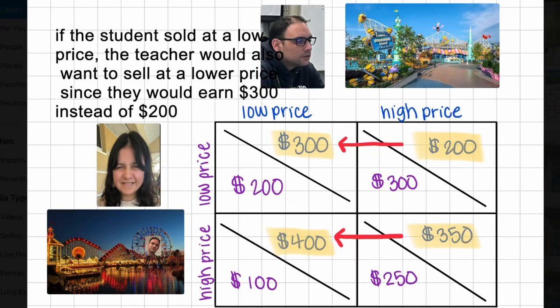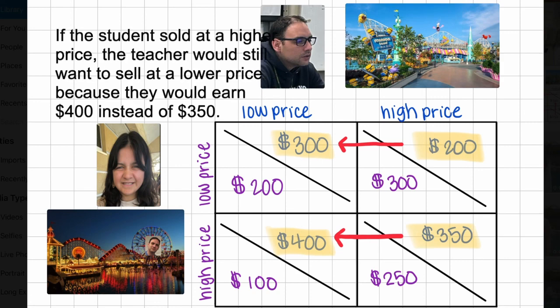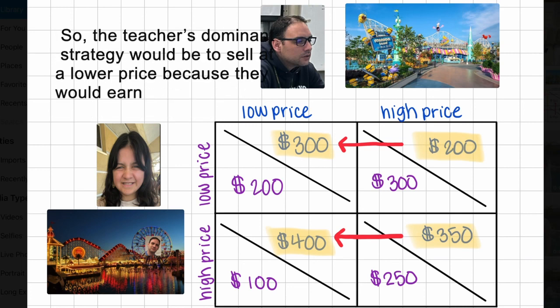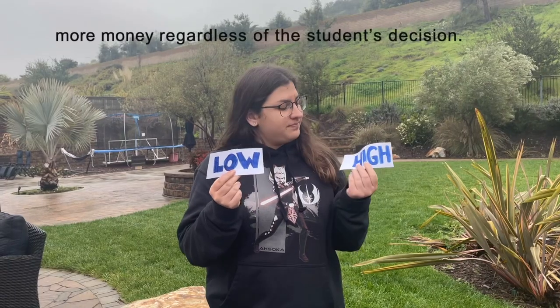If the student sold at a low price, the teacher would also want to sell at a lower price since they would earn $300 instead of $200. If the student sold at a higher price, the teacher would still want to sell at a lower price because they would earn $400 instead of $350. So, the teacher's dominant strategy would be to sell at a lower price because they would earn more money regardless of the student's decision.